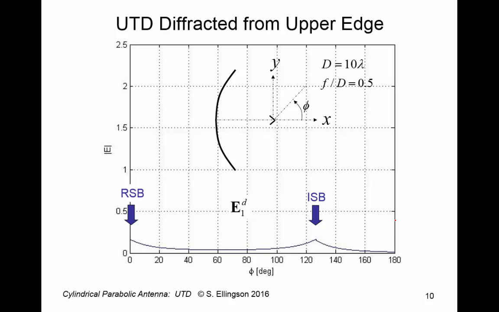Okay, here's the field diffracted from the upper edge. We see along the reflection shadow boundary, which is coincident with the direction of maximum directivity, a relatively large value, and then it decreases, and then it comes up, and then it peaks at the incident shadow boundary, and then it comes back down again. And again, this is what we expect. We expect that diffraction is maximum at the geometrical optics shadow boundaries. One reason for that is that the diffraction must mitigate or smooth the discontinuity in the geometrical optics fields.